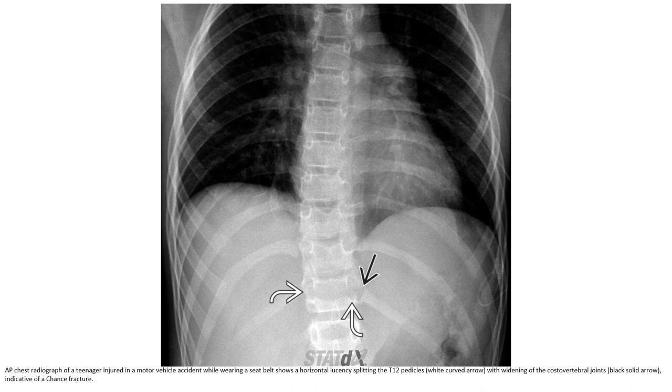A radiograph of a teenager injured in a motor vehicle accident while wearing a seatbelt shows a horizontal lucency splitting the T12 pedicle with widening of the costovertebral joints, indicative of a Chance fracture.